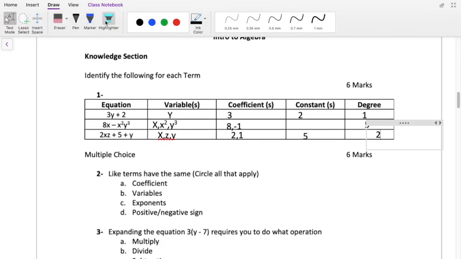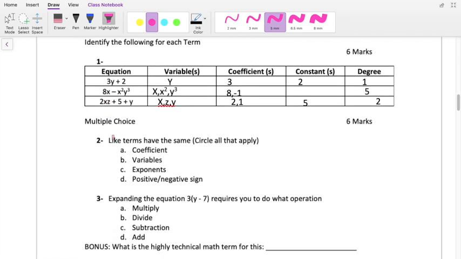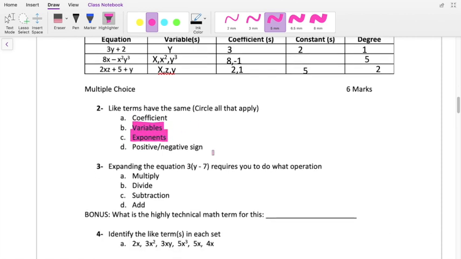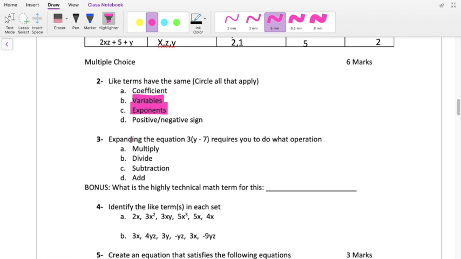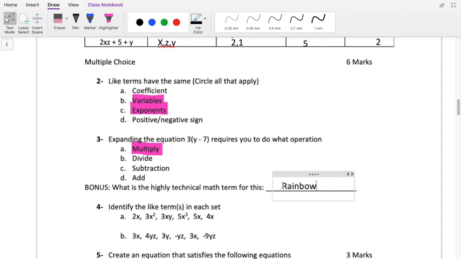So now we have like terms. Like terms have the same what? Like terms have the same variable, so same letter, plus have the same exponent. Now, expanding the equation 3 bracket y minus 7 requires us to do what operation? That operation is multiply. The fancy term I use in class is to rainbow.